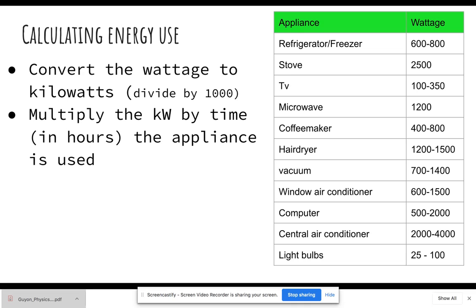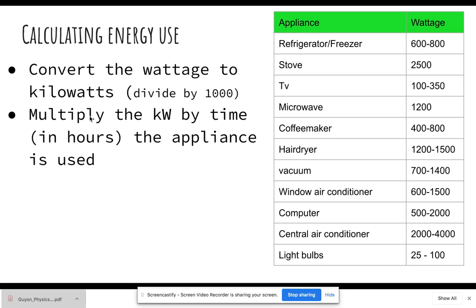So, calculating the energy use. You want to convert the wattage to kilowatts by dividing by 1,000. So, for example, for a refrigerator, you would take 600. If it was a 600 watt refrigerator, divide that by 1,000, so it would be 0.6 kilowatts. Okay, or 800, it would be 0.8 kilowatts. So you're just dividing that number by 1,000.